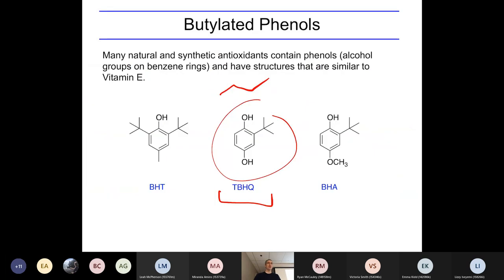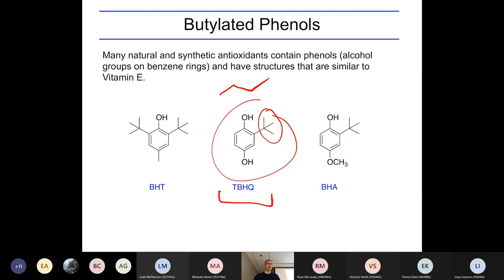What do you mean it's a form of butane? It has a butyl, a tertiary butyl group on it. Does that make it a form of butane? Is that a meaningful statement? No, not at all. Doesn't mean anything.